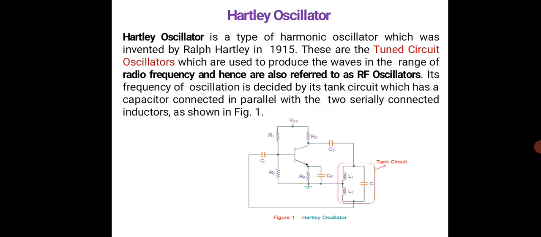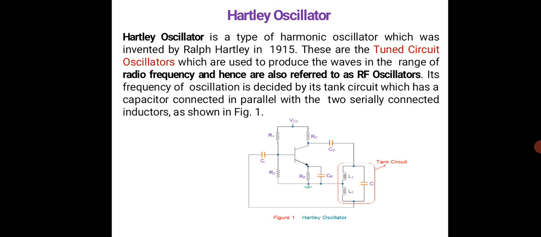So Hartley oscillator is a type of harmonic oscillator which was invented by Ralph Hartley in 1915. These are the tuned circuit oscillators which are used to produce the waves in the range of radio frequency, and hence they are also referred to as RF oscillators.